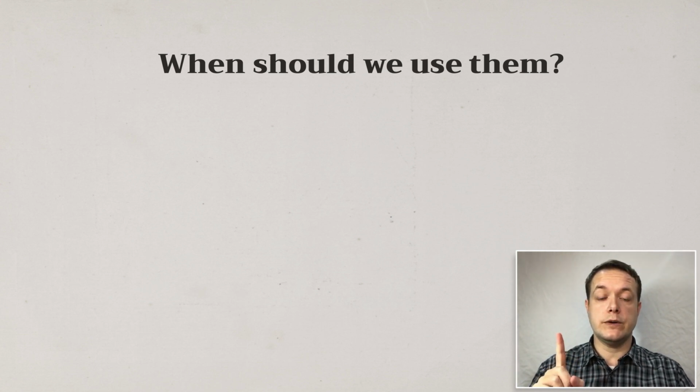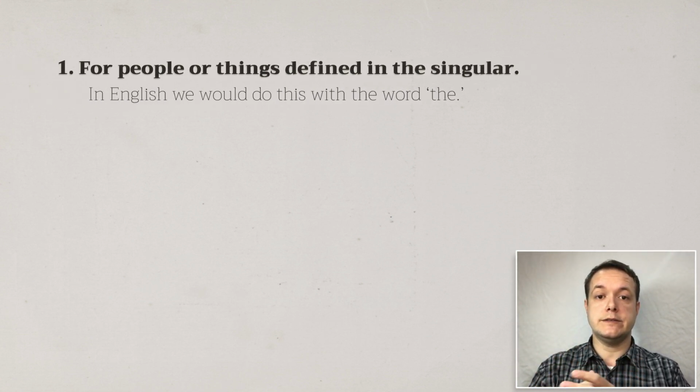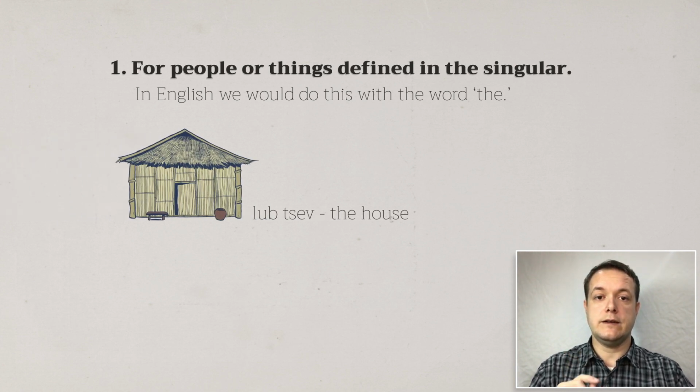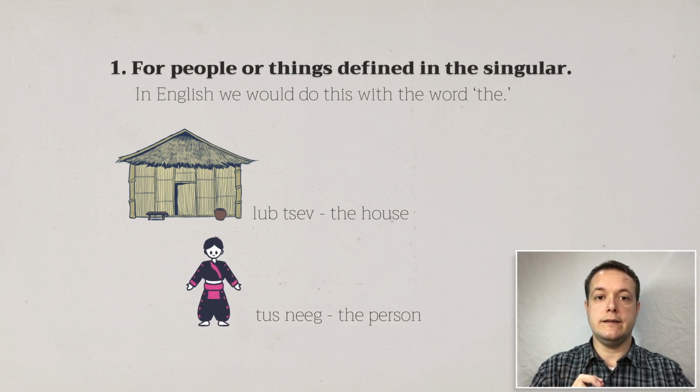So first of all, number 1, one of the easiest ways to know that you need to use a noun classifier is essentially when you're pointing to something. You're wanting to define or talk about something in the singular. It's similar to how we would use the word "the" in English. You're referring to a specific thing both parties know about. Let's look at some examples. So, lo jay, the house. To ning, the person.